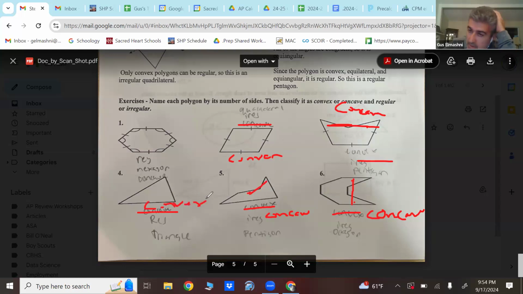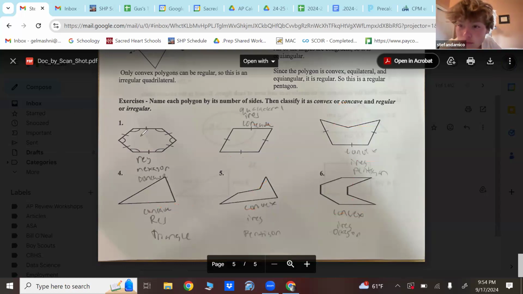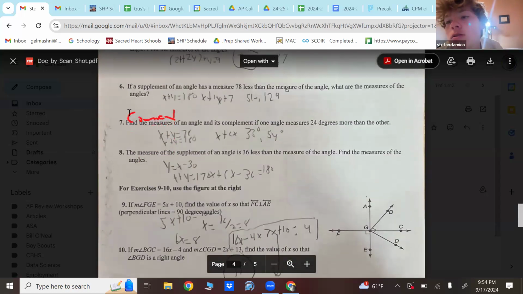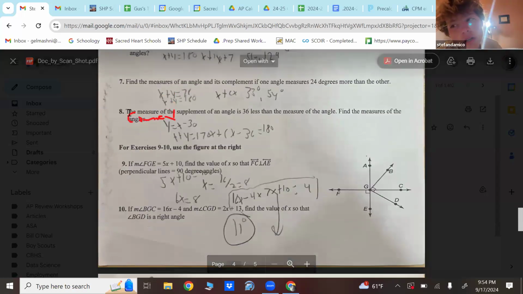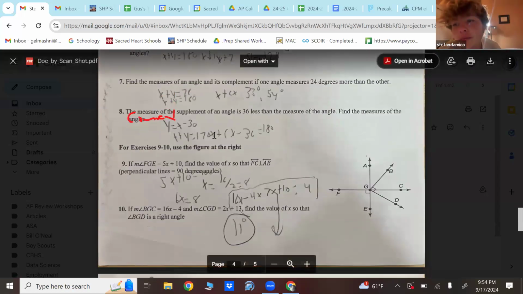Convex means it doesn't cave in. If you pick two points and the segment stays fully inside, then it's convex. But if part of it lies outside, it's concave. That's regular, and that's convex for number one. It's just graded for completion. I know, but this is stuff you can be tested on, so I want to make sure. You know where your next test is?